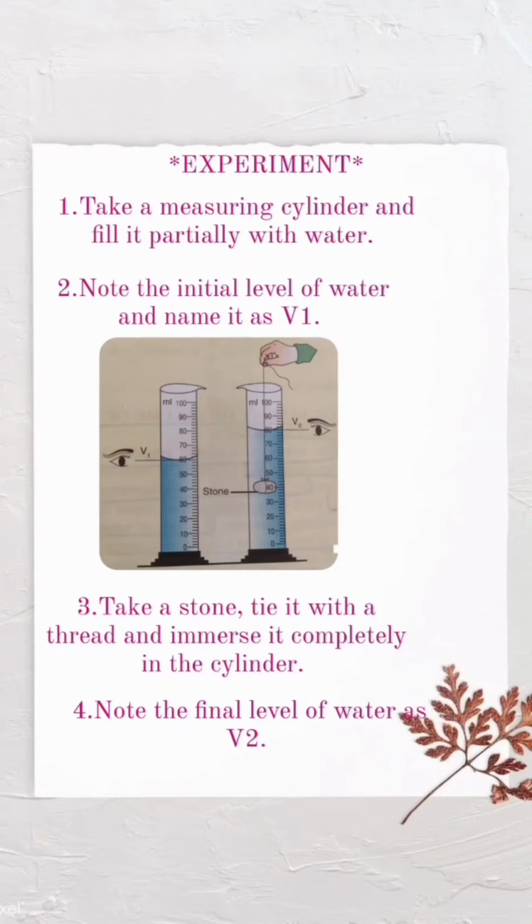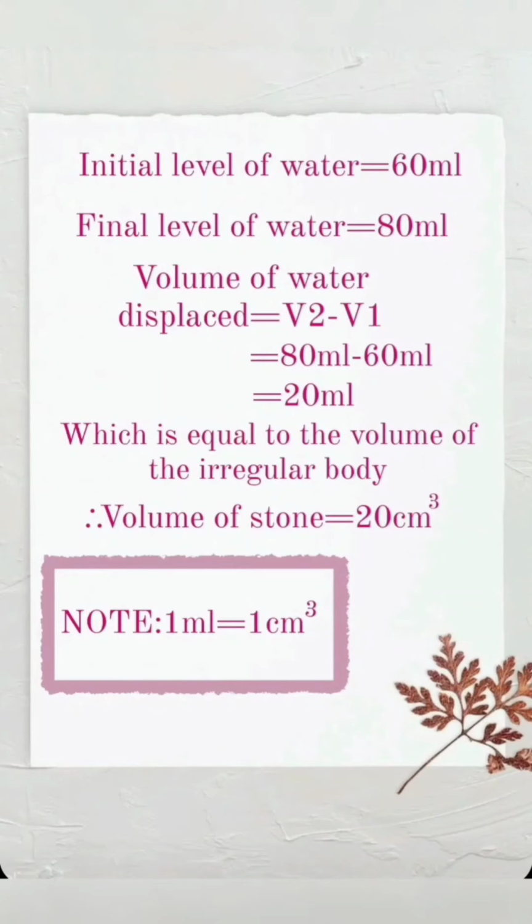Next, we should tie the stone with a piece of thread and dip it completely in water. We notice that the level of water rises, and we can take the next reading as V2. So initial level of water is V1 and the final level of water is V2. Therefore, volume of stone is the difference between V2 and V1.